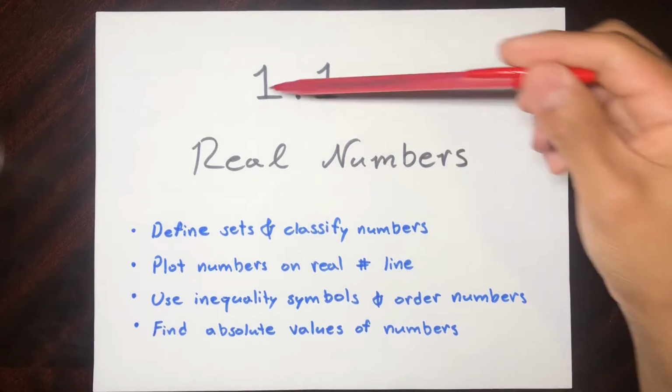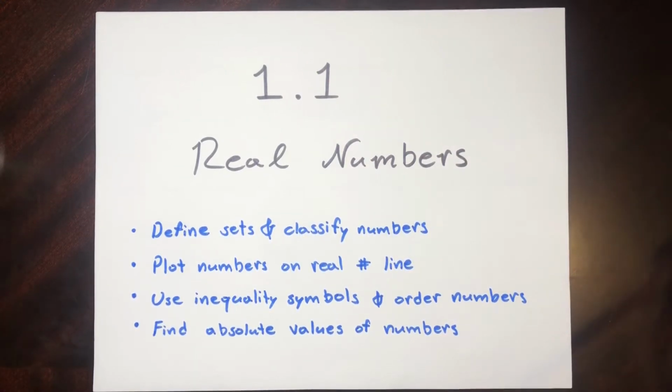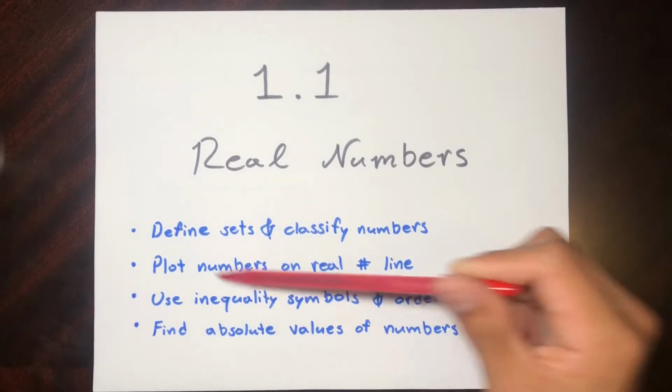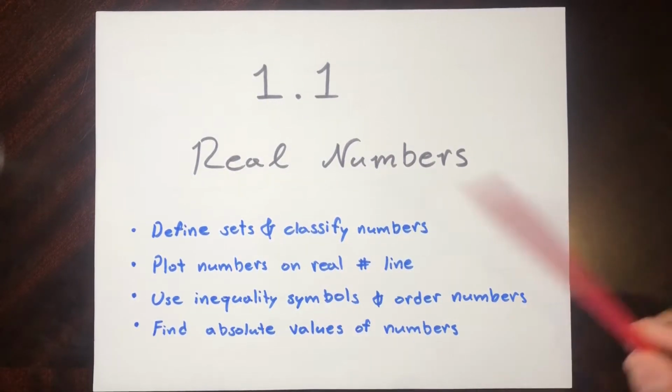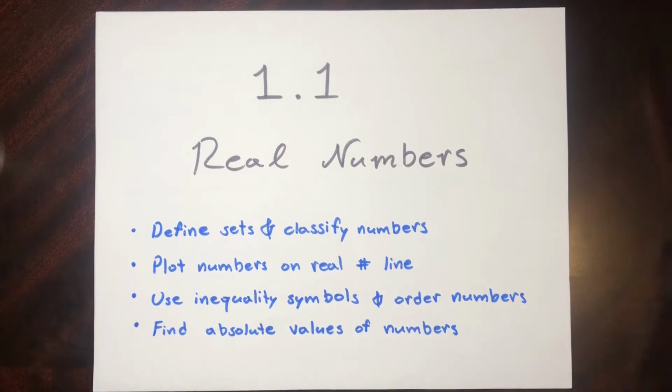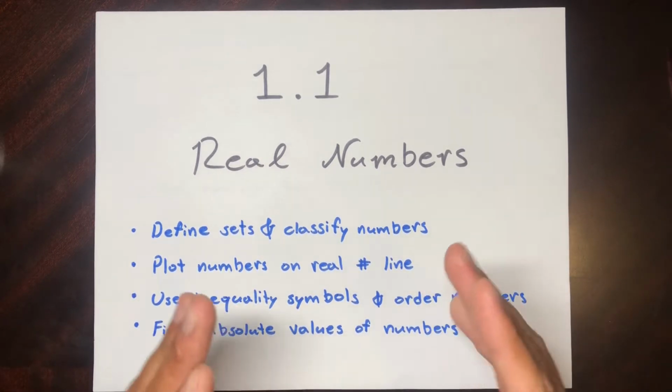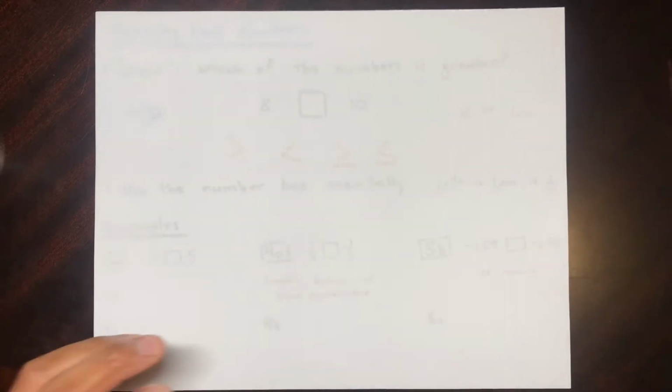We're going to move right along in section 1.1. We remember we're talking about real numbers. We learned how to define sets and classify numbers. We learned how to plot numbers on a real number line. Now we're going to use inequality symbols, and we're going to order numbers on the number line.